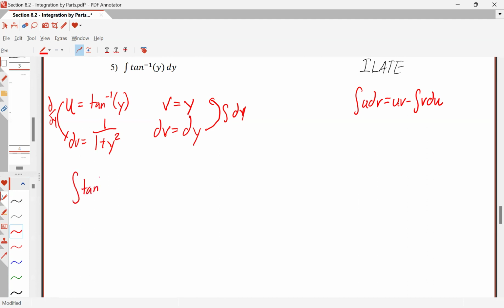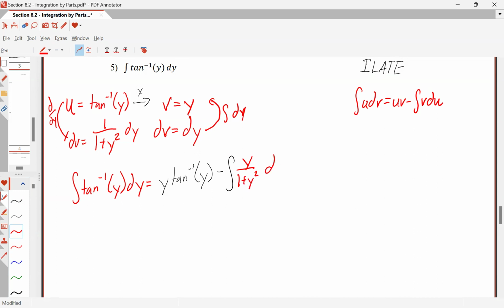The derivative of tangent inverse, or arctangent, is 1 over 1 plus y squared. Filling in the formula, u times v is y times tangent inverse of y, minus the integral of v times du: y times 1 over 1 plus y squared dy.